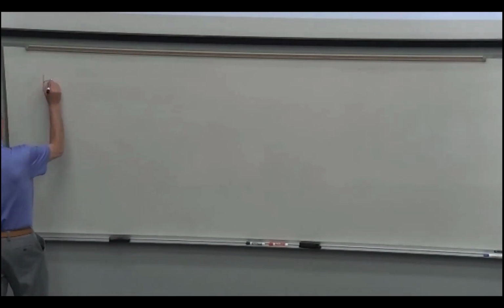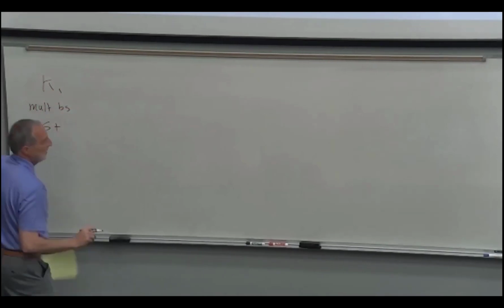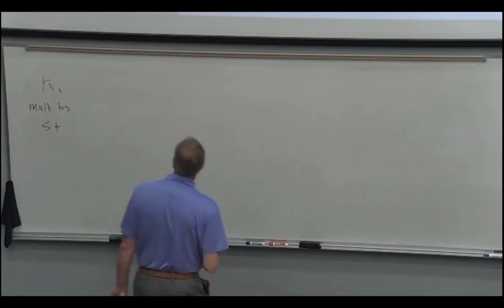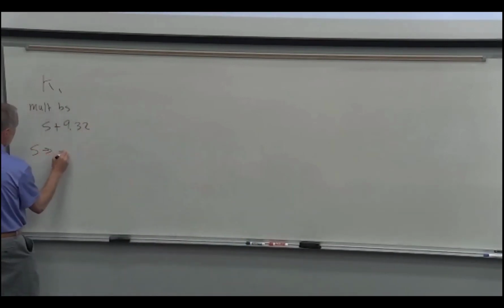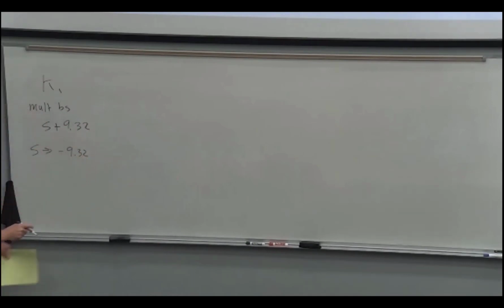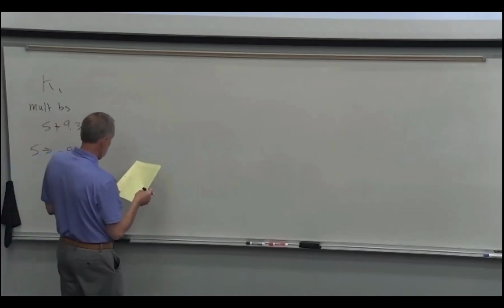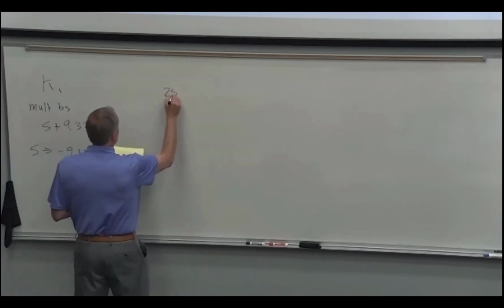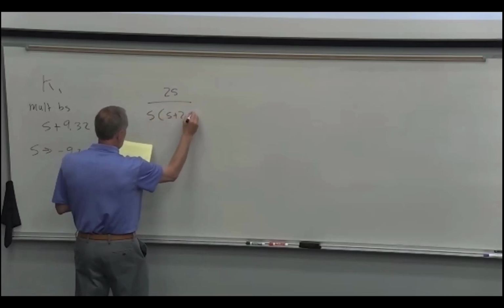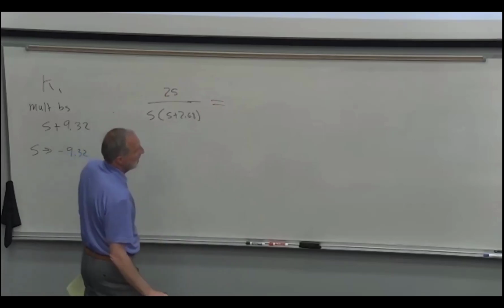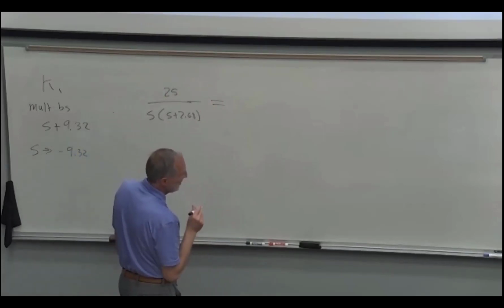So to find K1, we multiply by s plus, that's the 9 point, right? The 9.32. And then let s approach the root, that's going to knock that term out. So then we're going to get 25 over, because we knocked out the 9.32 term.